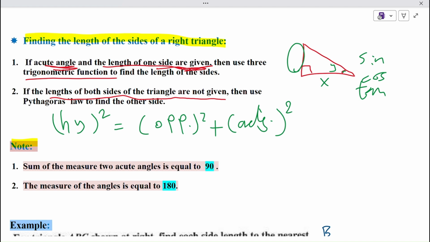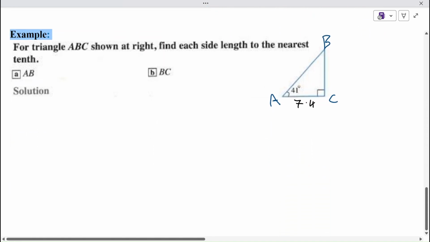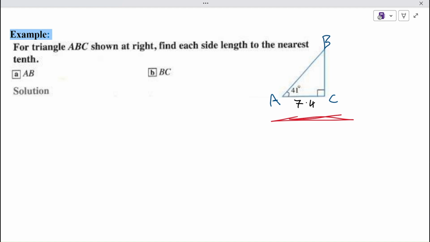Now, let's solve this question. Look at this question, guys. For triangle ABC shown at right, find each side length to the nearest tenth. Look at this triangle, guys. This is the first case. One angle and one length are given. So, find each side length to the nearest tenth.